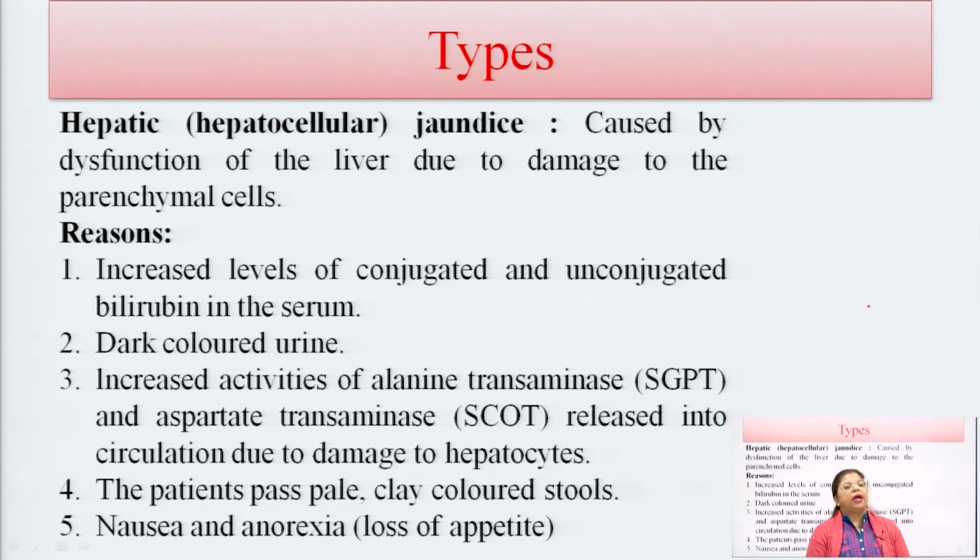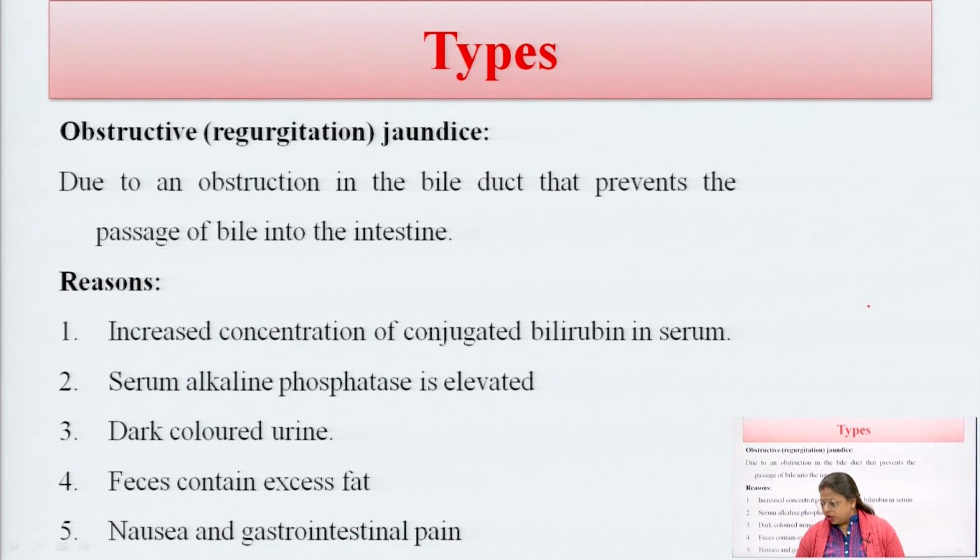Hepatocellular jaundice is caused by dysfunction of the liver due to damage of the parenchymal cells. There is an increased level of conjugated or unconjugated bilirubin in the serum, dark colored urine, and increased activity of the alanine transaminase and aspartate transaminase enzymes in circulation. There is also obstructive or regurgitation jaundice, where bile cannot pass into the intestine.